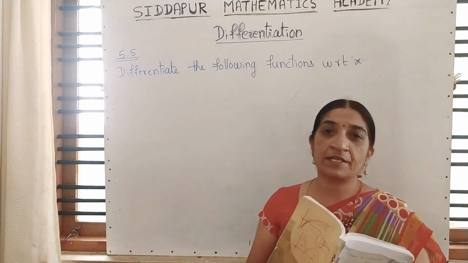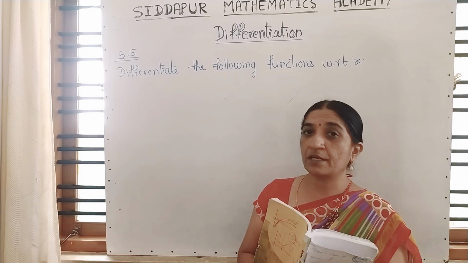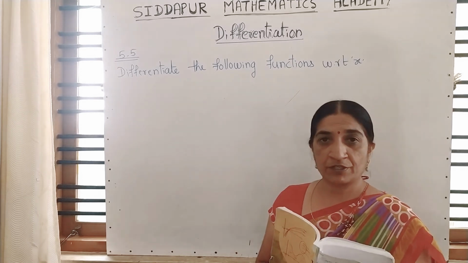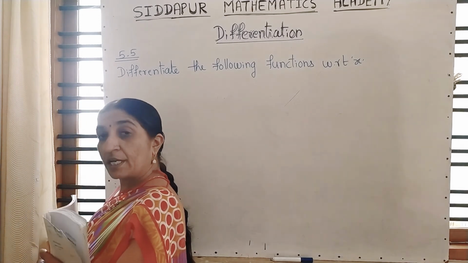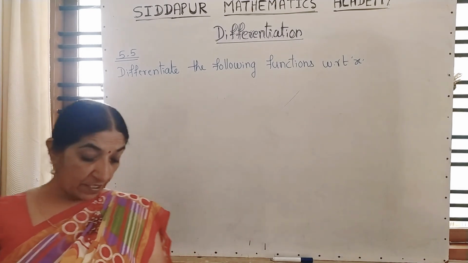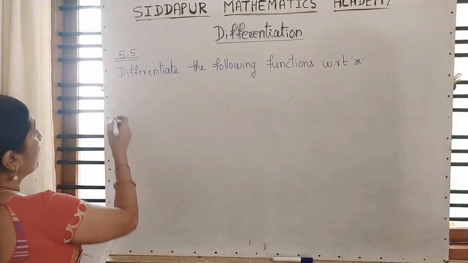So already we started the differentiation of logarithmic functions. I explained so many examples on differentiation of logarithmic functions. So I think now you are familiar with that. So in today's class, I will give you the exercise of NCERT, that is 5.5. Differentiate the following with respect to x.